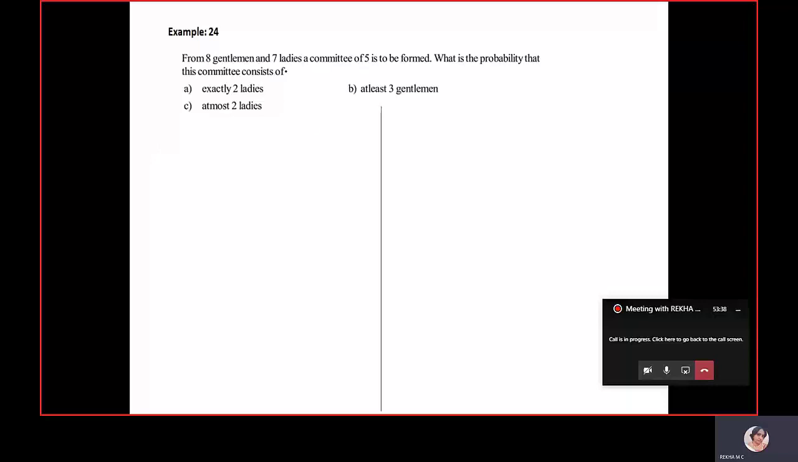From 8 gentlemen and 7 ladies, a committee of 5 is to be formed. What is the probability that this committee consists of? Subquestion A, exactly 2 ladies. Subquestion B, at least 3 gentlemen. Subquestion C, at most 2 ladies.